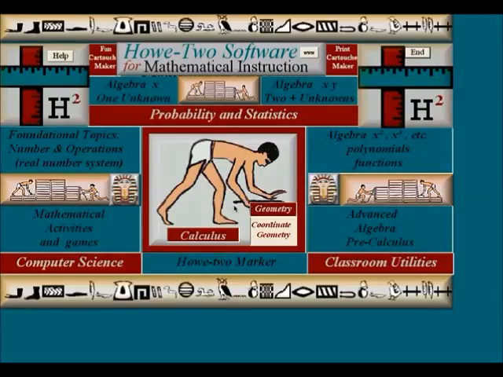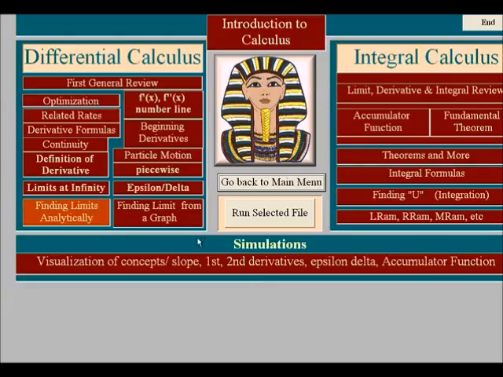I'm trying to get these calculus things explained so that they're of use. I'm not so much teaching as showing how the programs work. I hope that you have to practice with them. There's no way you can learn just from watching.